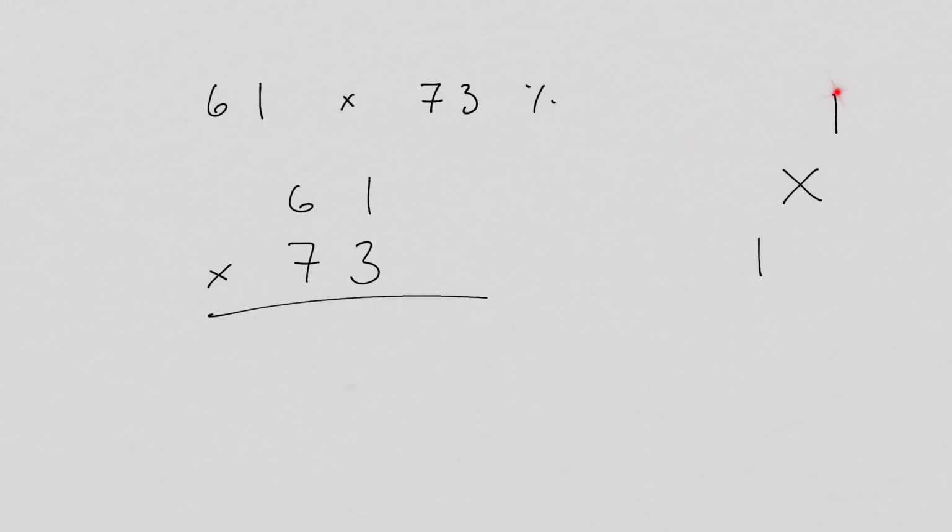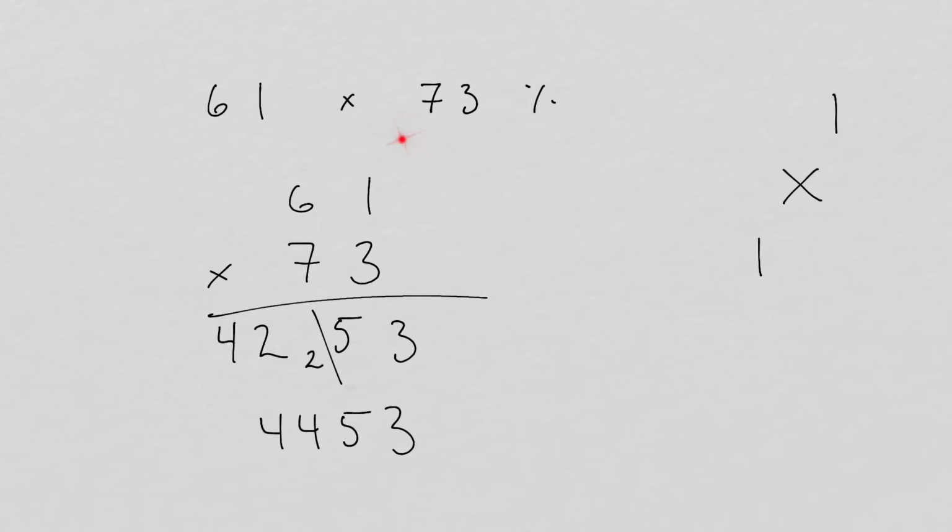For step 1, we go down the right side, 1 times 3, which gives us 3. Next step, we're doing this crosswise. Here's our vertically, here's our crosswise. That's 6 times 3 plus 1 times 7. 6 times 3 is 18, and 18 plus 7 gives us 25. So we write a big 5, carry a 2. Next step, we multiply 6 times 7, which gives us 42. Doing our carries, we get 4, 4, 5, 3.